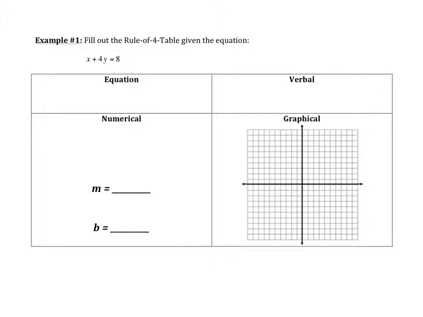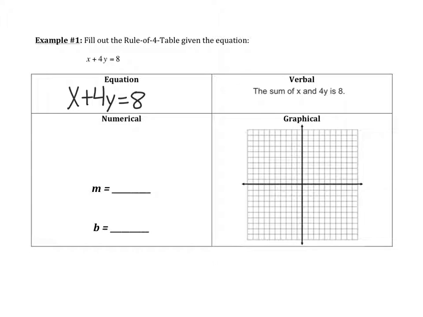Example number 1, fill out the rule of 4 table given the equation x plus 4y equals 8. So the rule of 4 table first wants us to state the equation. So x plus 4y equals 8. Next, we'll say it verbally. Check out how I'll write this. The sum of x and 4y is 8.